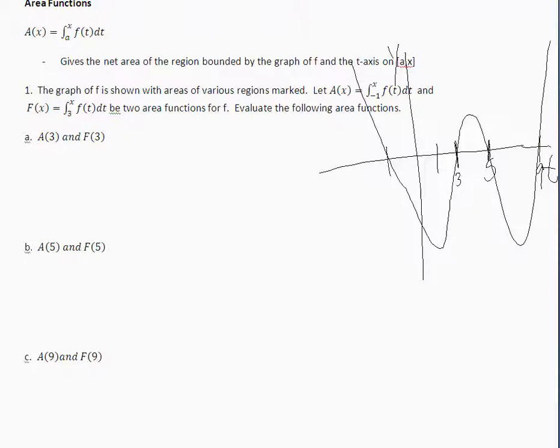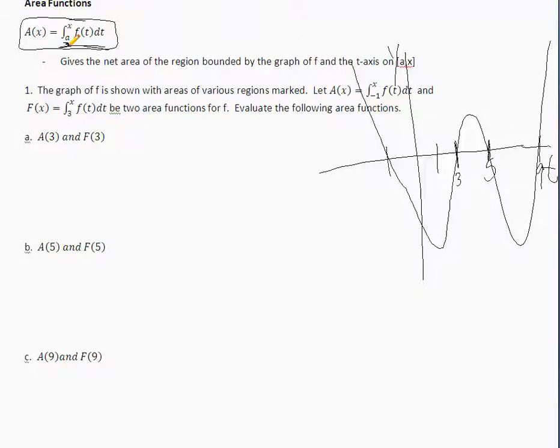Okay, so the first thing here is I have what is an area function. Okay, so an area function gives the net area of the region bounded by the graph f and the t-axis from a to x. So all we're doing now is we're looking at an integral as an actual function. So let this integral be a function. You start at some number, so a is a number, x is any number, okay? And it gives you obviously the area.